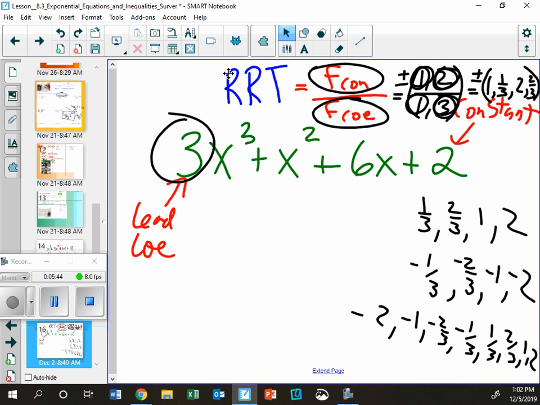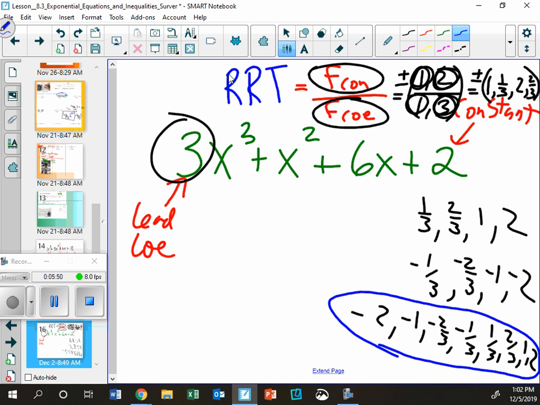All right, so which of these actually is the root? Now that, I hate to even admit, we used to make people test all of them with synthetic until they found the right answer. And that was kind of painful. But I will give myself credit for this. I was the one who pushed the team to let them use their calculator to find which of the possible roots actually is the root.